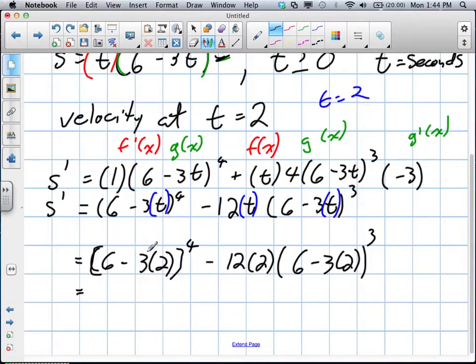We're going to get 6 subtract 6, which is 0. So this is going to be 0. 12 times 2 is what? 24. 6 subtract 6, which is 0 again. So what is our rate of change here? 0. This object is at rest at 2 seconds.